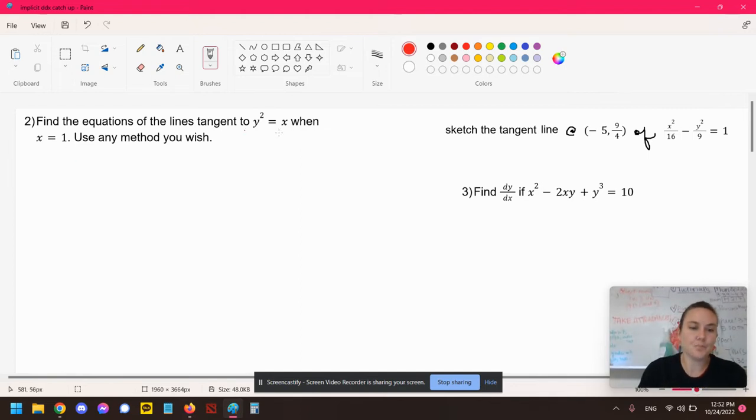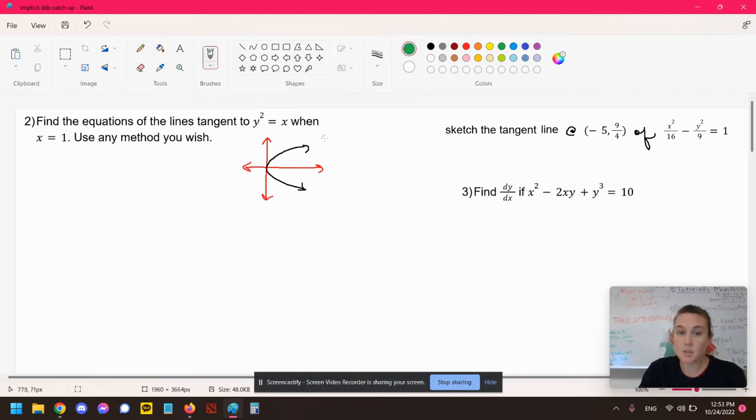The first thing we did was this number two, so you're realizing that I'm lying. This was the second thing we did. But the first hard, useful thing we did was we found the equations of the lines tangent to y squared equals x when x equals 1. You might notice that this is not a function, right? When we graph this, it looks like this. Y squared equals x looks like this.